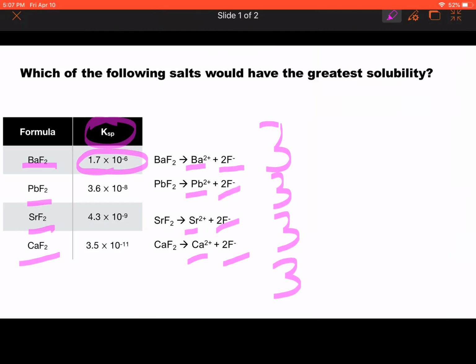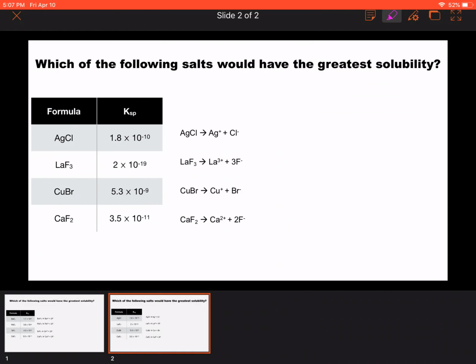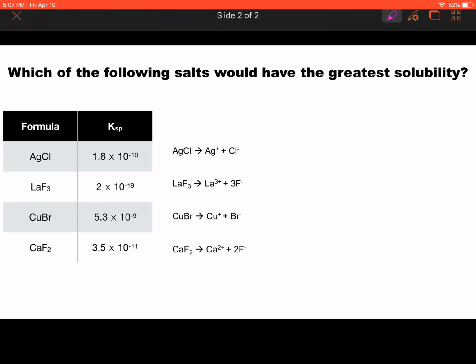Now question 9 on the homework was a little bit trickier, but it's only because in this case, we were looking at salts that did not produce the same number of ions. And when your salts do not produce the same number of ions, you have to do a modification of the ICE table. So silver chloride breaks into 2 ions, silver and chloride ion. The lanthanum fluoride breaks into 1 lanthanum ion and 3 fluoride ions. So you have a total of 4 ions produced.